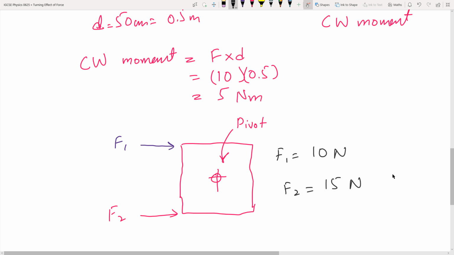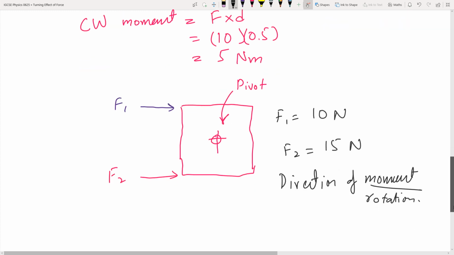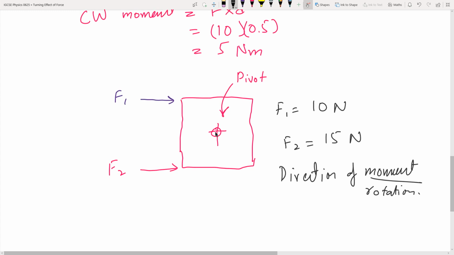So you need to understand in which direction of moment or rotation, right? We can also say rotation over here, because it is going to rotate, since these are unequal forces. Now if we draw the distance from here to here and here to here, right? So the D is the same, right? It's a square, so D is going to be the same.